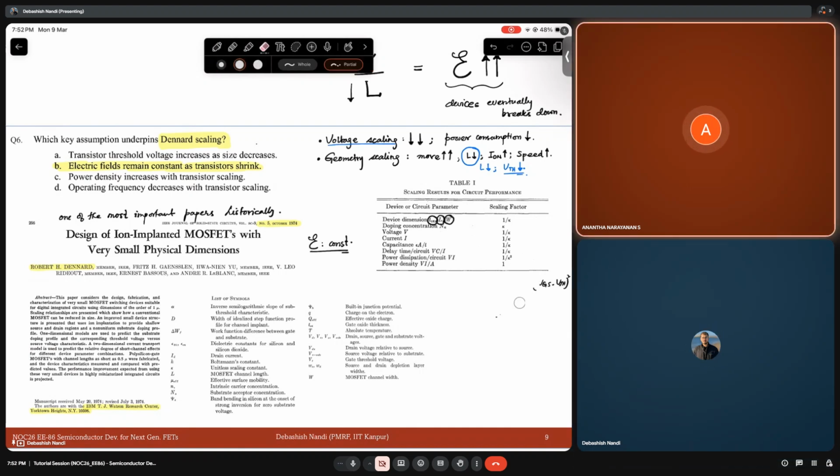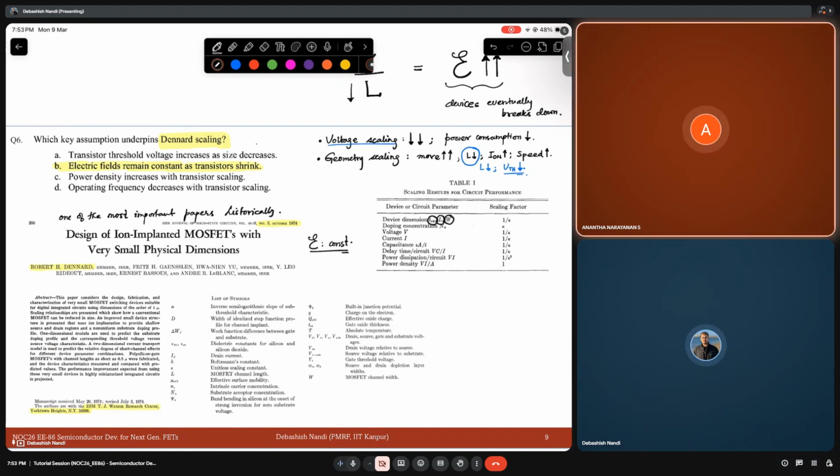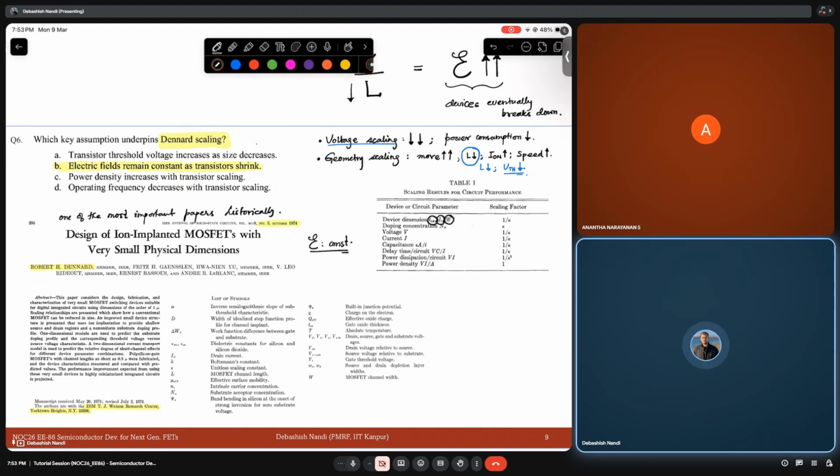But in that case, won't it also have a tunneling effect if you are lowering the thickness of the oxide? Yes, absolutely right. It will get worse. That is why it is like a double-edged sword. We will discuss that.